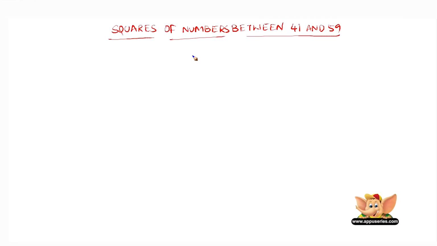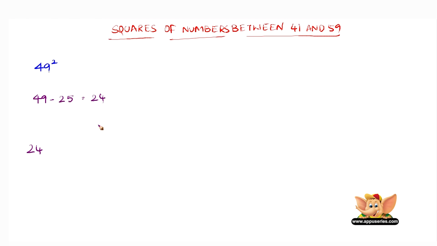Here let us learn how to find squares of numbers between 41 and 59. So let us start off with a number, say 49. So we have to find 49 square. Subtract 49 and 25. So 49 minus 25 gives us 24. Now here 24 is the first two digits of the answer of 49 square.